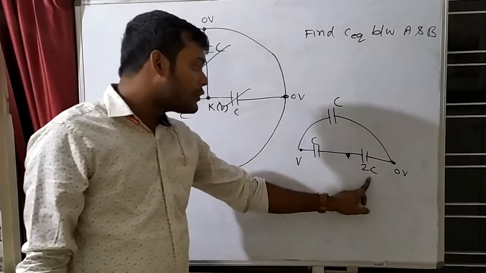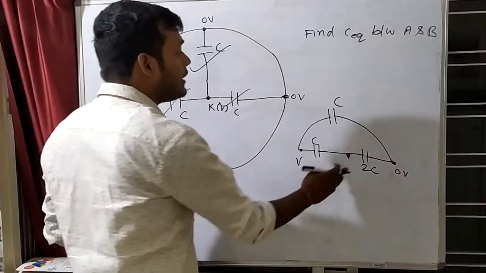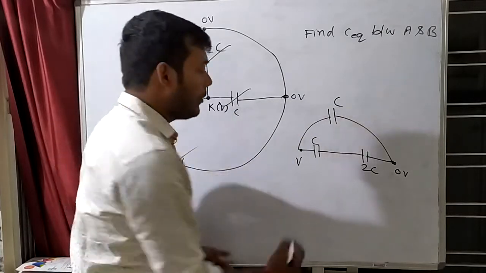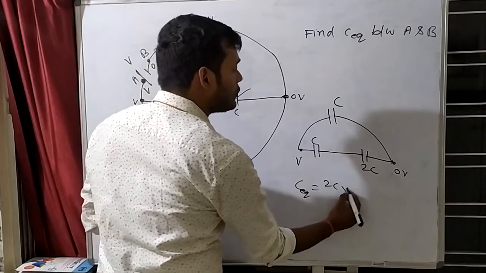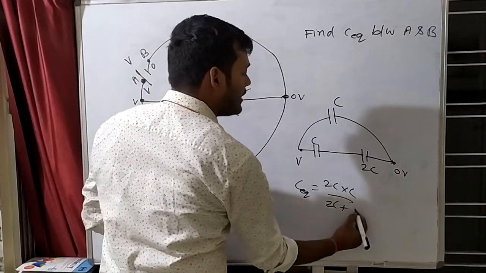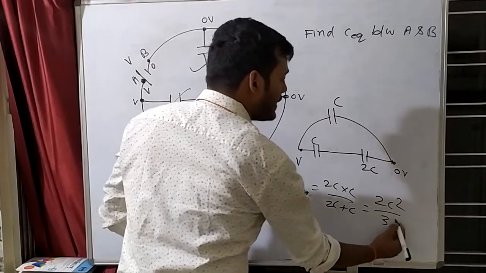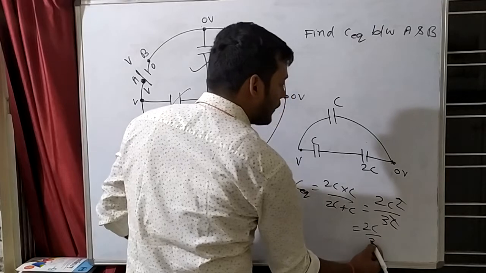Now see that this 2C and C are connected in series. In series combination, if two capacitors are connected in series, what will be the equivalent? Equivalent capacitance will be C1 C2 by C1 plus C2. So 2C into C divided by 2C plus C. So 2C squared divided by 3C. C and C will cancel. So this will be 2C by 3.